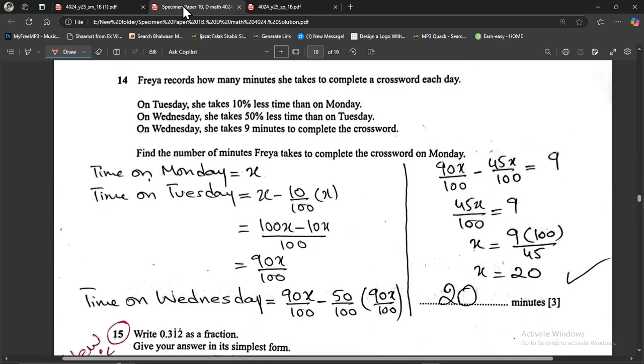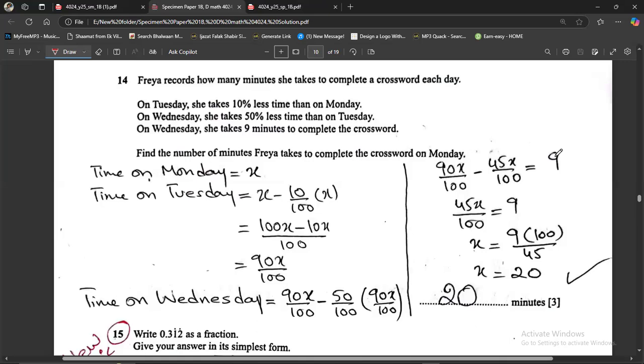On the Wednesday, the time taken is 50% less than the time which was taken on the Tuesday. So 90x divided by 100 minus 50% of 90x by 100. So I will simplify this portion. So 90x by 100 minus 45x by 100, and that is equal to 9. They said that the time taken on the Wednesday is 9. Because the denominators are the same on the left side, it is 90 minus 45. So that is 45x by 100.